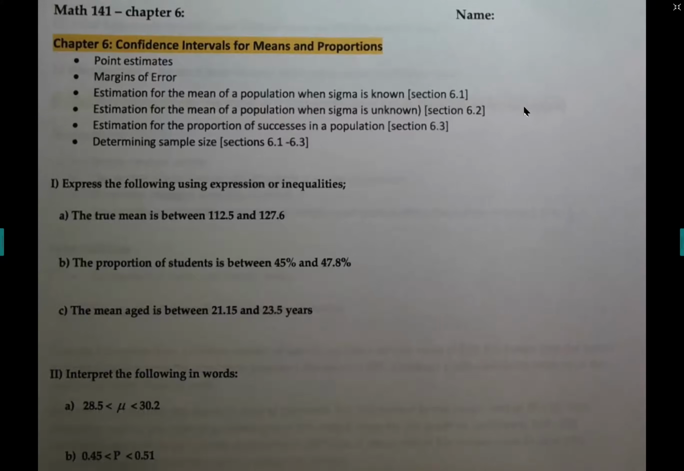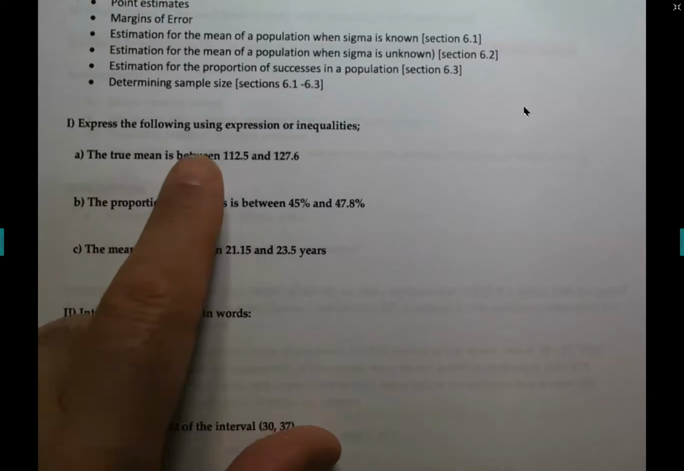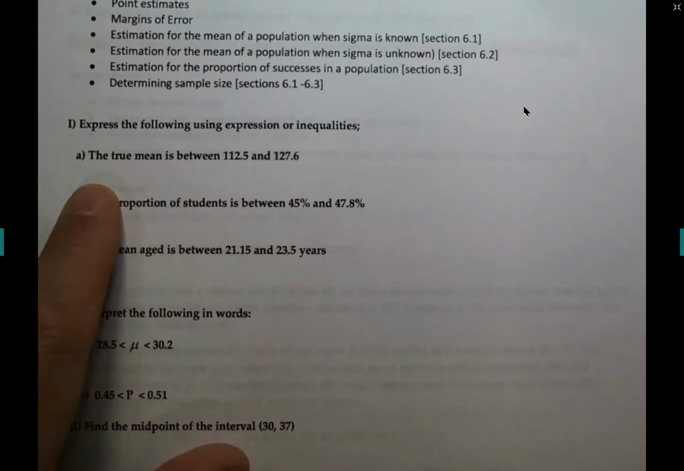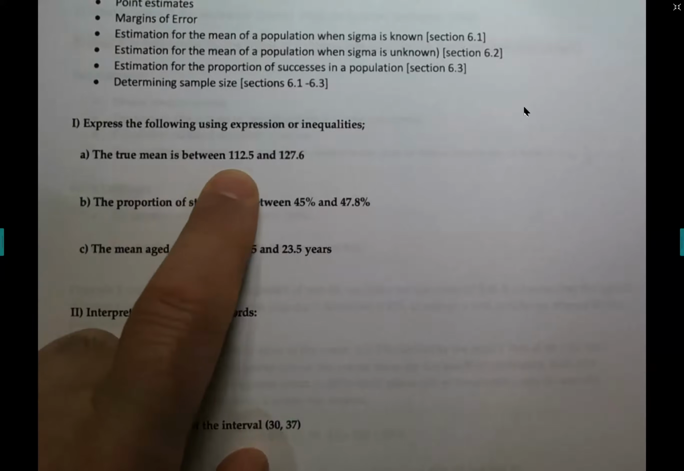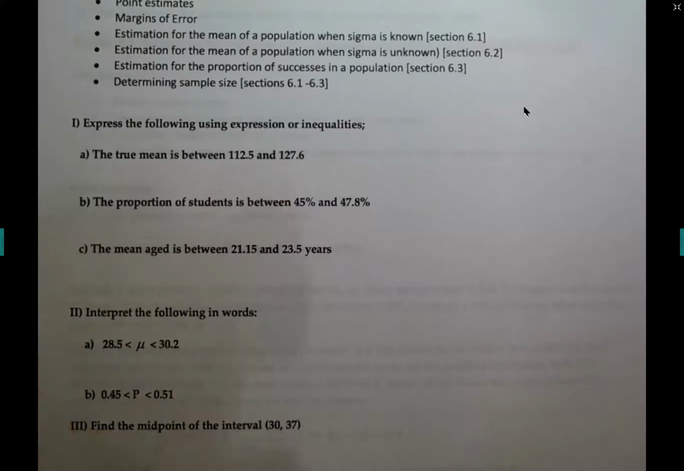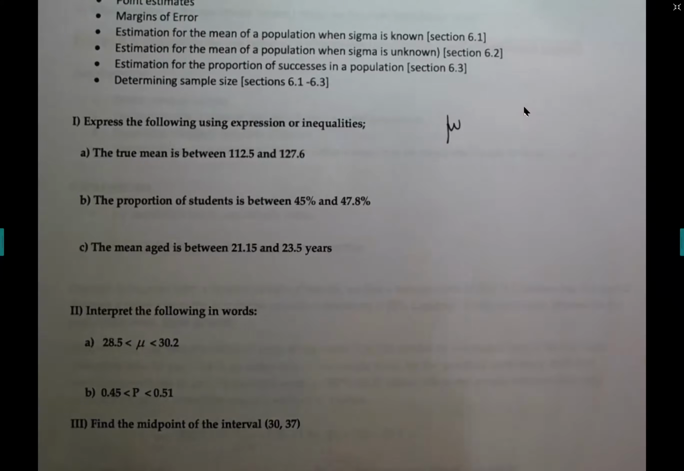You already know what an interval is, because I already explained what an interval is. An interval is a range of values from a lower value to an upper value. Okay, we're gonna do some introductory exercises before we begin with 6. Express the following using expressions or inequalities. So I'm giving you something in words, guys, and I would like you to express it using numbers and symbols. The true mean is between 112.5 and 127.6. The true mean, guys, which is the population mean, we use this symbol, which is a mu.